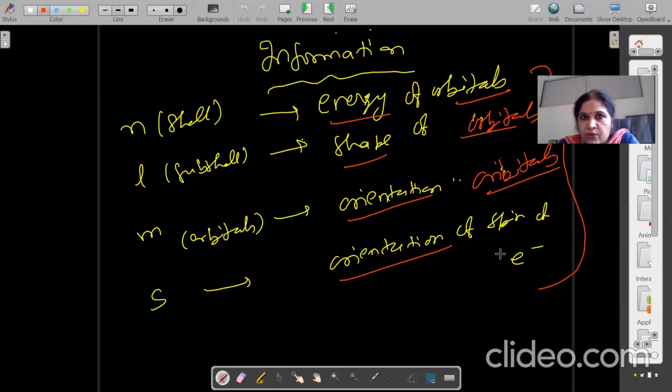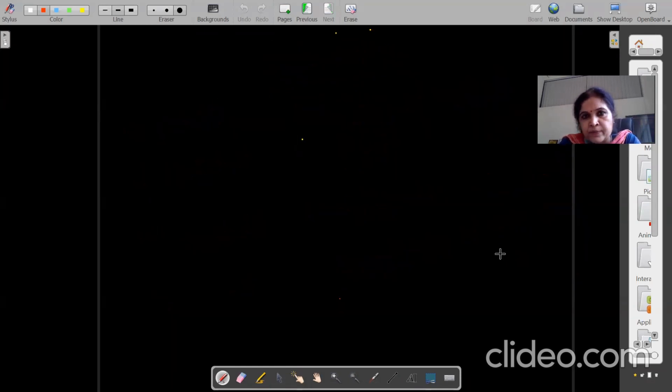In short, what we have discussed: what information do we get from all 4 quantum numbers? n indicates the energy and size of orbitals. l indicates the shapes of orbitals. m indicates the orientation of orbitals. And the spin quantum number gives information about the orientation of spinning of electrons.